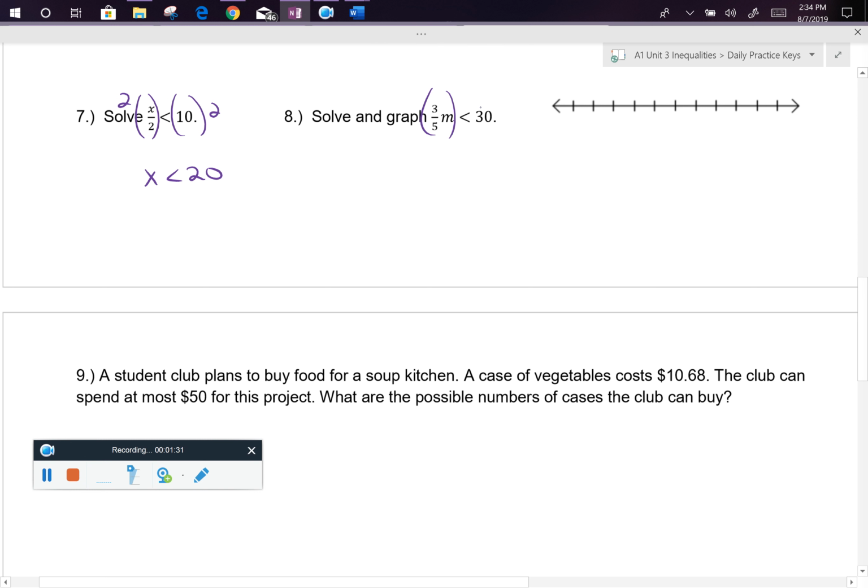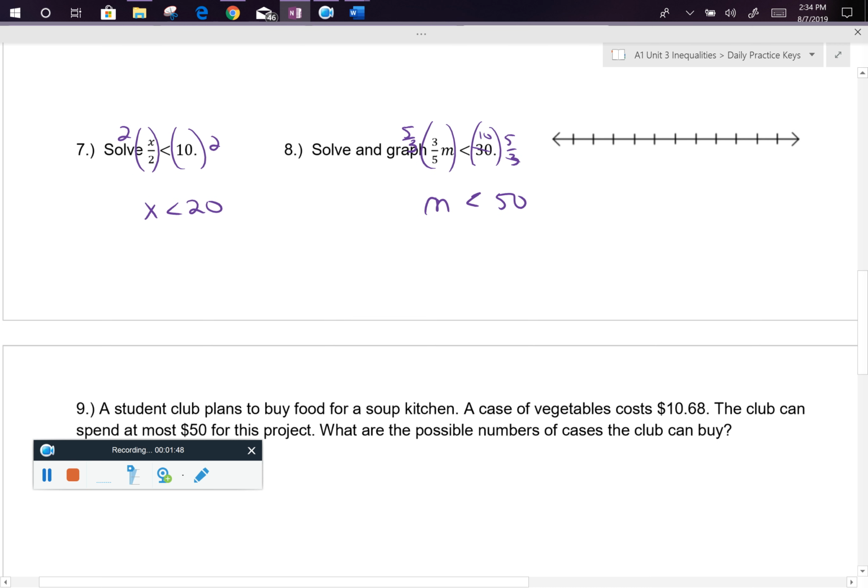We can use the reciprocal again here. We'll multiply by 5/3. M is less than, let's see, over here we can reduce the 3 and the 30 to 10, and 10 times 5 is 50, so M is less than 50.